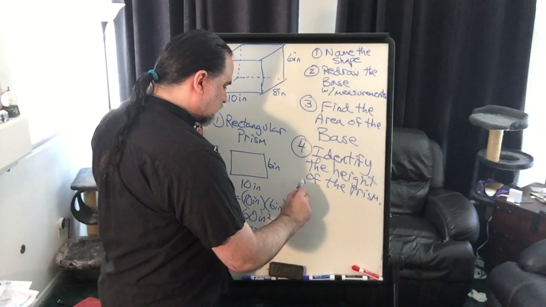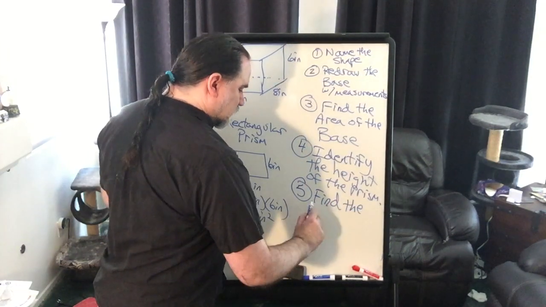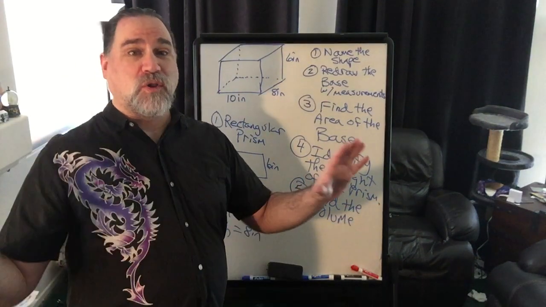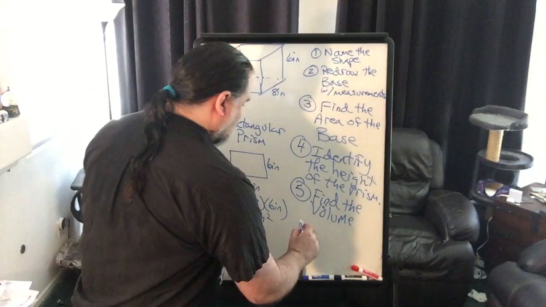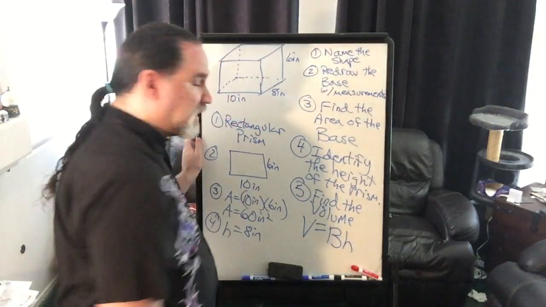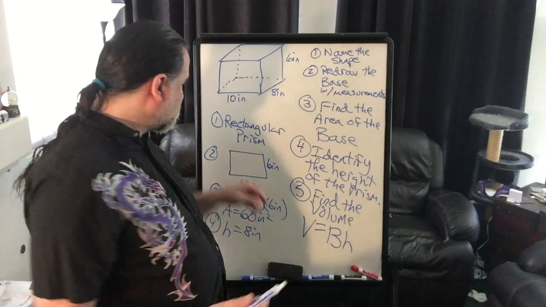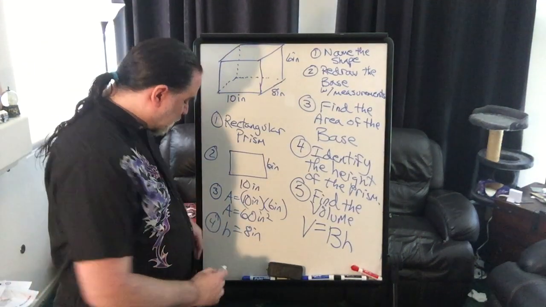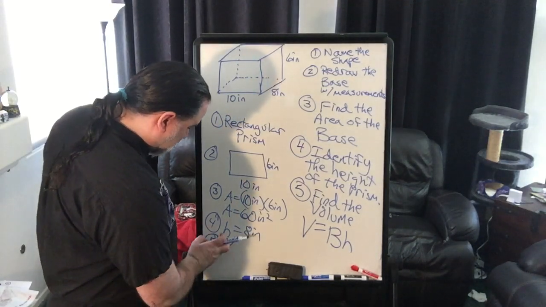And then the last step here is going to be to find the volume. And that has one formula for all prisms and all cylinders. One formula: volume equals the base's area times the height. It doesn't even matter what the base's area was, doesn't matter what the shape of the base was. Once we found its area here, we're going to multiply this times this. That's it. 60 times 8. So volume, whoops, getting ahead of myself there.